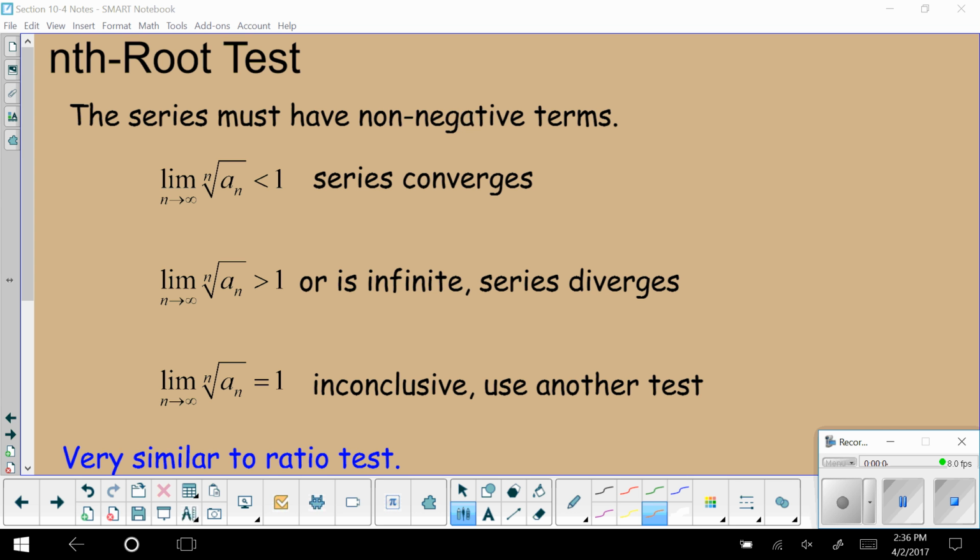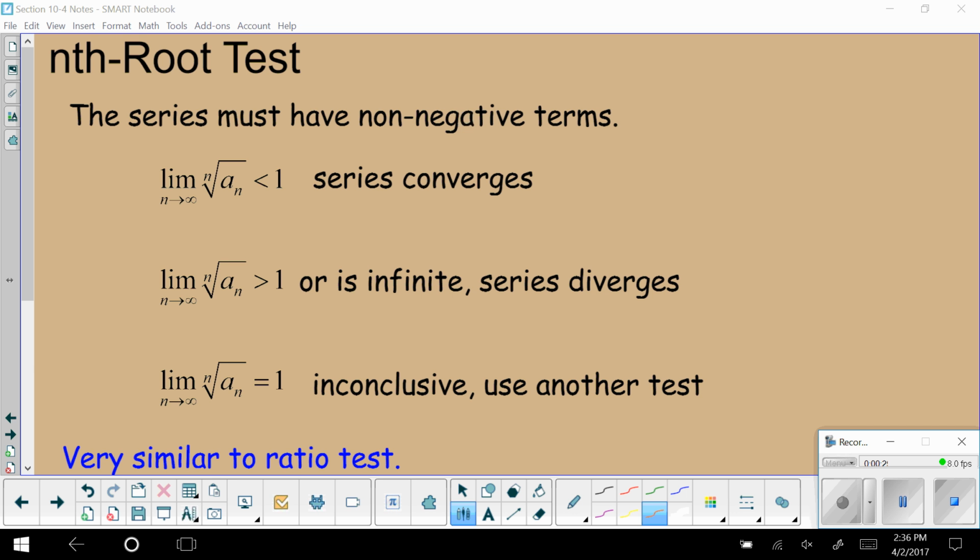So another comparison test that we have, besides direct comparison, limit comparison, and the integral test, is what's called the nth root test. In a lot of ways, this behaves a lot for us like the ratio test does. Again, we are dealing with a series that has to have non-negative terms, but if we're doing absolute values, that gets taken care of.